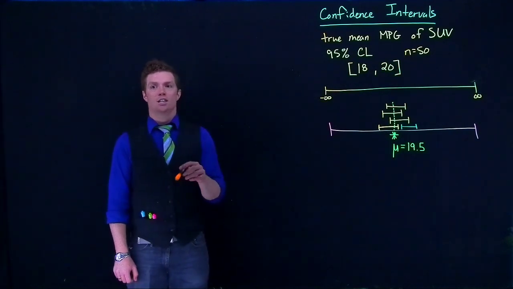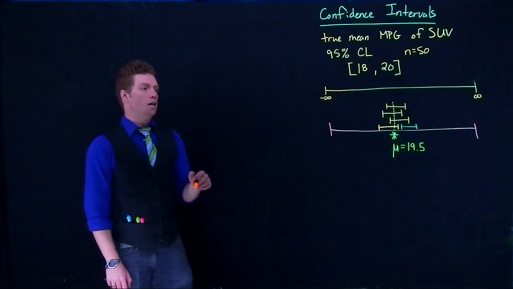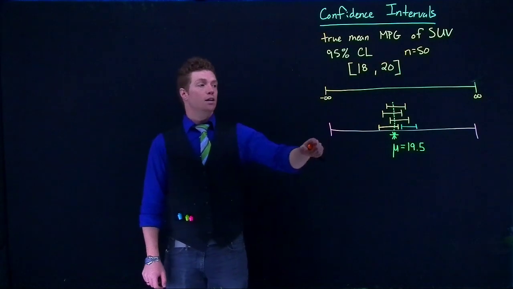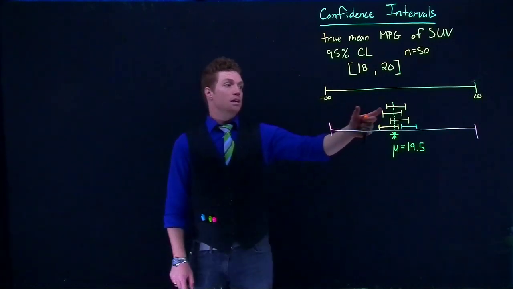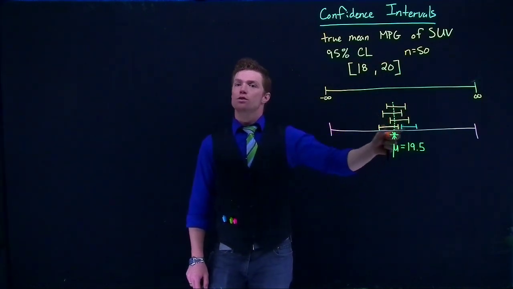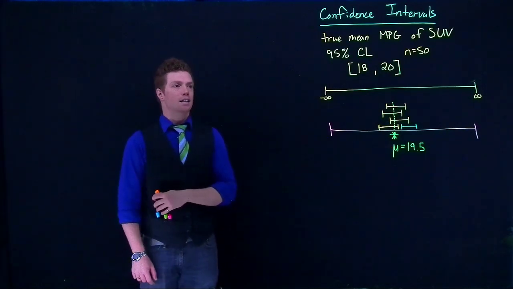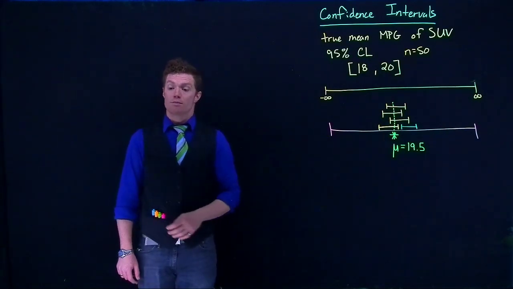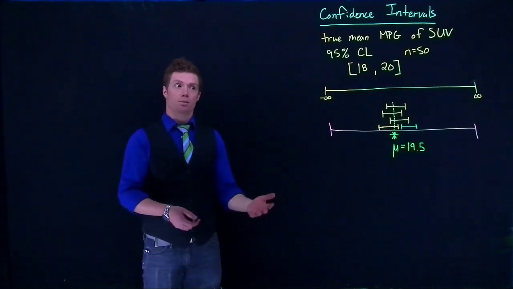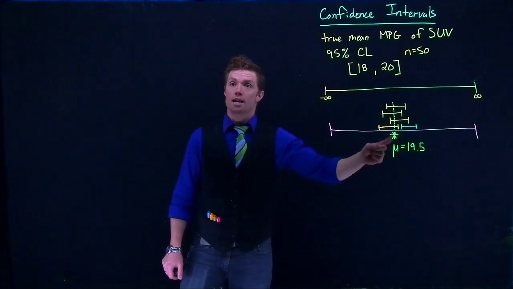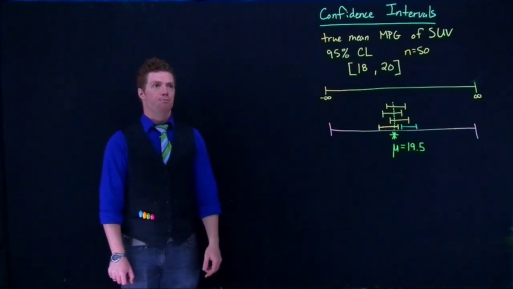It's very easy to get tripped up and start talking about the true mean as being random, where the random thing really is our intervals. The intervals can move around because they're random. How we select our data, we select random variables or random samples. And because of that randomness in our samples, their confidence intervals change just a little bit each time.